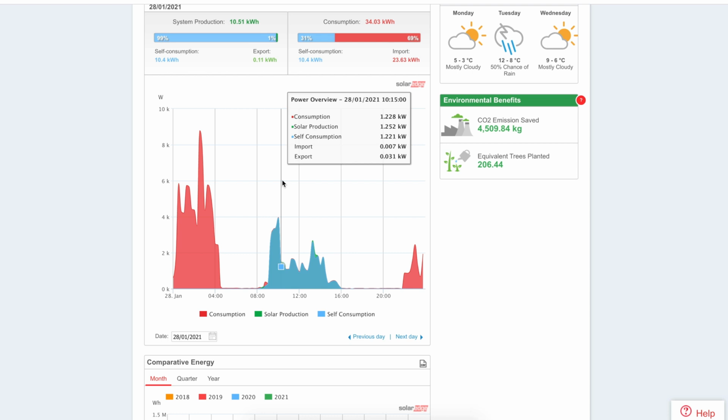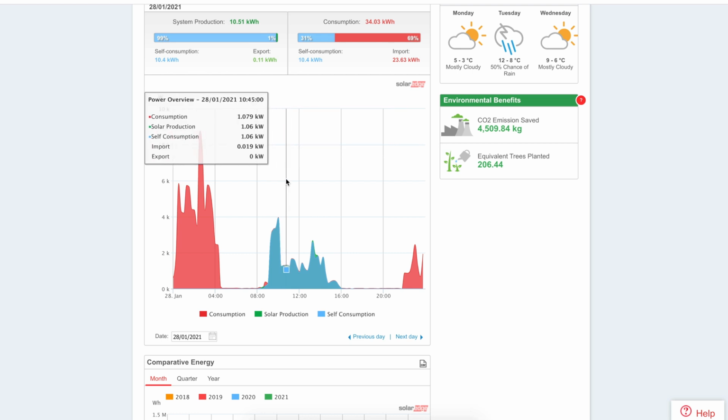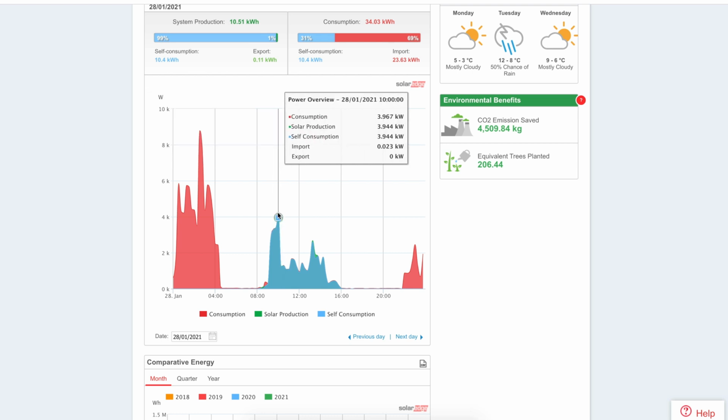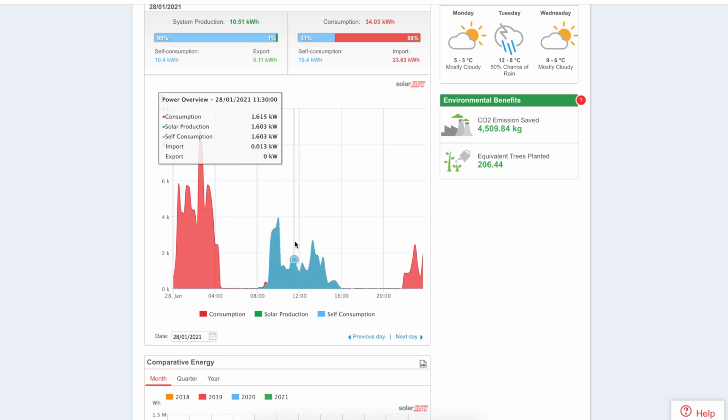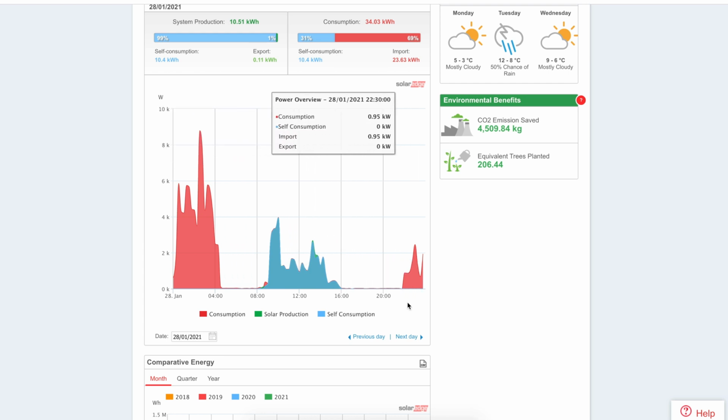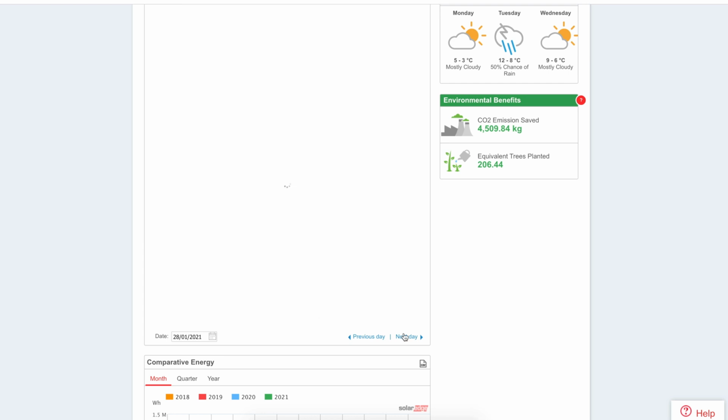28th, 10.51 kilowatt hours of solar. So again, not too bad, not brilliant either. So just under 4 kilowatts peak at 10 a.m. and then kind of up and down for the rest of the day, and then we are having to pull from the grid in the late hours of the evening.